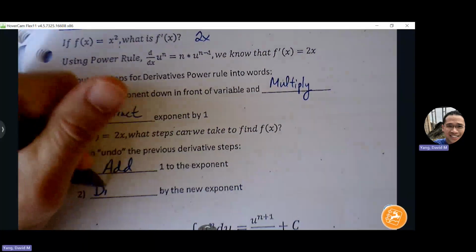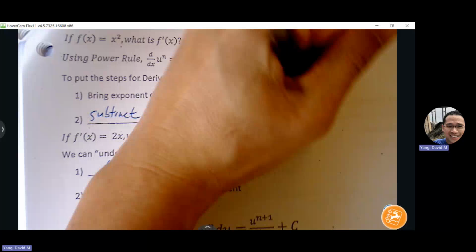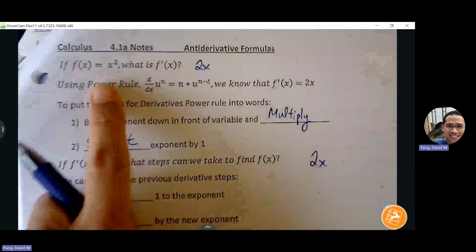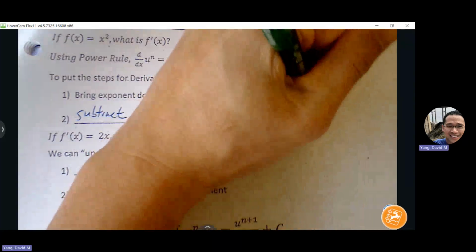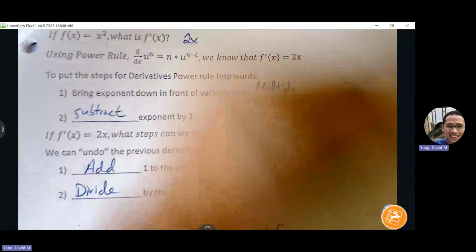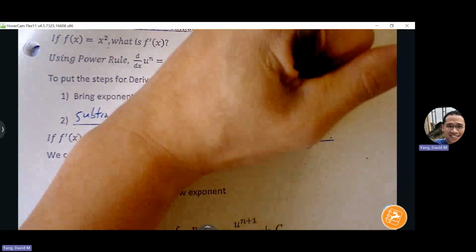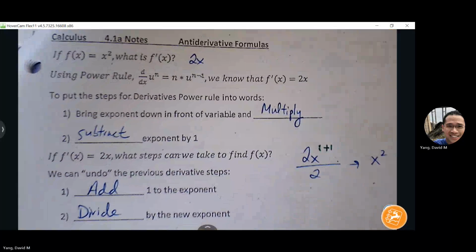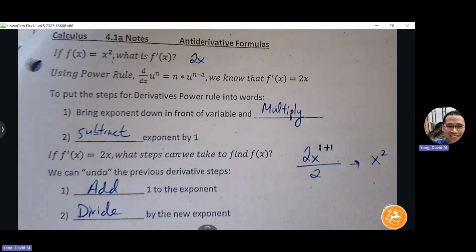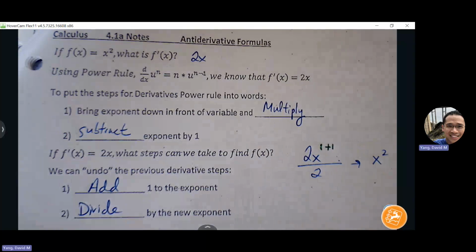Imagine you took 2x and you want to get back up to x squared. You would add 1 to the exponent. So initially there was 1, you add 1 to it, and then instead of multiplying, you're going to be dividing. So if I divide by 2, the 2's cancel out, and we're back to x squared. So that's basically what the power rule for antiderivatives is. We were just undoing the process, and it should make sense that we're basically working backwards.